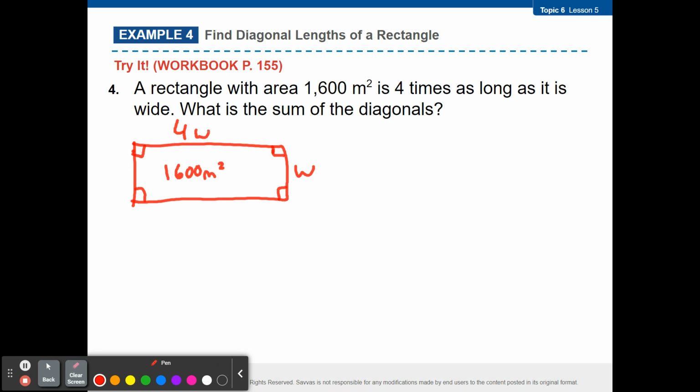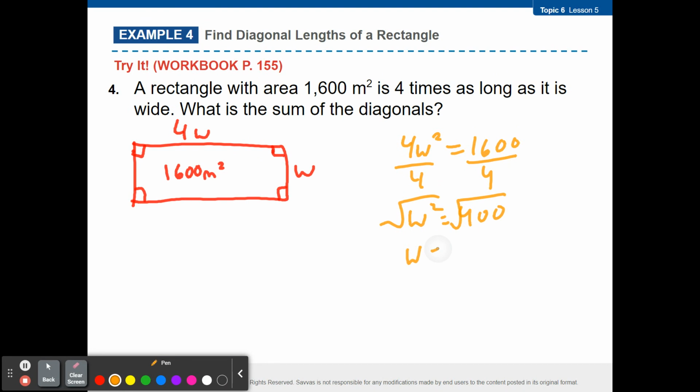Make sense? No, that doesn't make sense? Okay, so we're going to have 4W squared pretty much, right? Equals 1,600. Divide that by 4. W squared equals, what's 1,600 divided by 4? 400. And then take the square root. What do we get? It shouldn't be 200. 20. Yeah, 20 times 20, right?